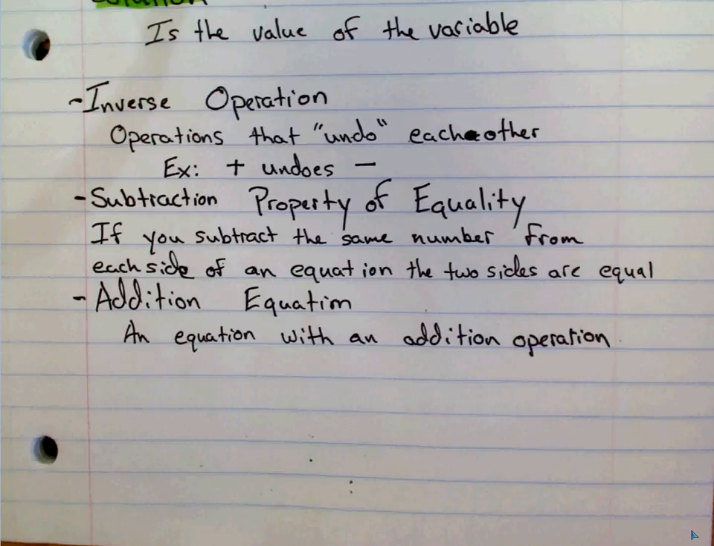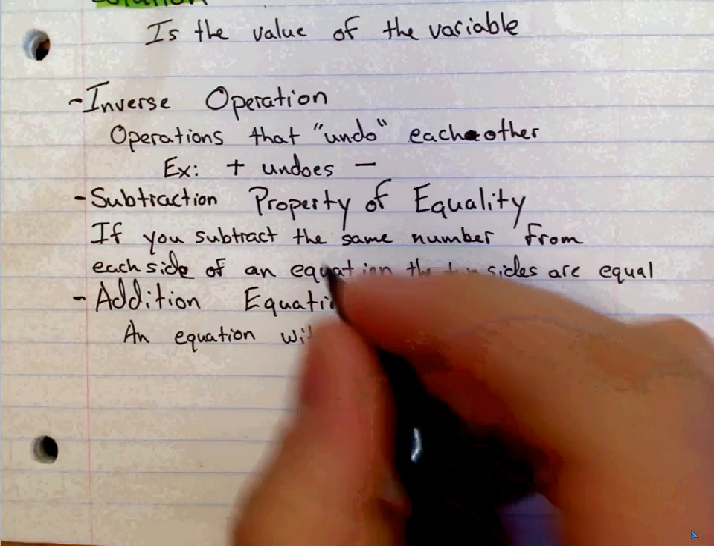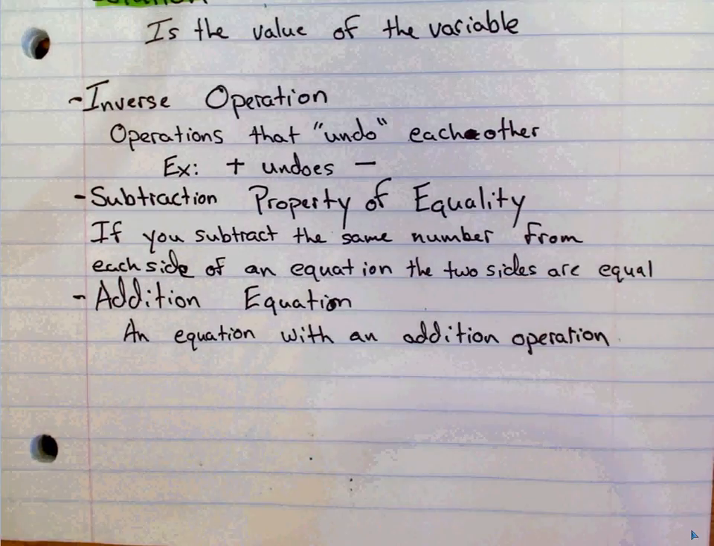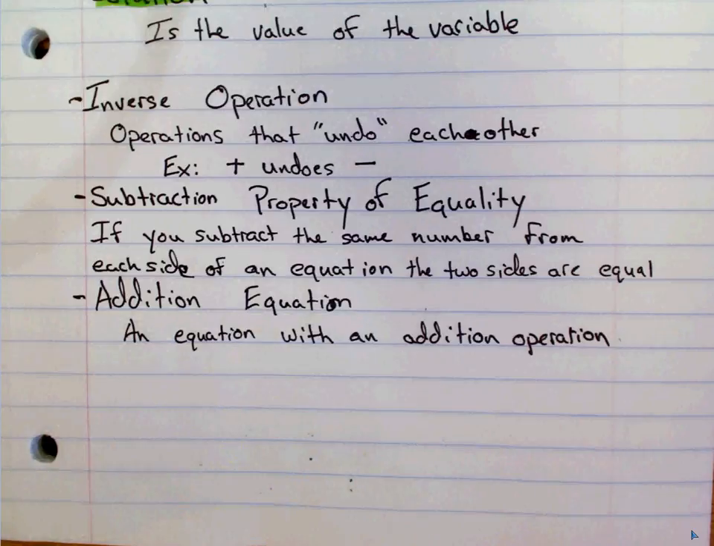So you're going to need to make sure that you go through this video, fill in your notes, and go from there. We have three vocabulary words that we need to make sure that we watch: inverse operation, subtraction property of equality, and addition equation. All right, so what you need to do is pause the video right now and fill in these three vocabulary words. When we come back tomorrow, I will check your homework, so make sure you have it done. All right, pause the video now, fill these in. When you're done, we'll go to our notes.